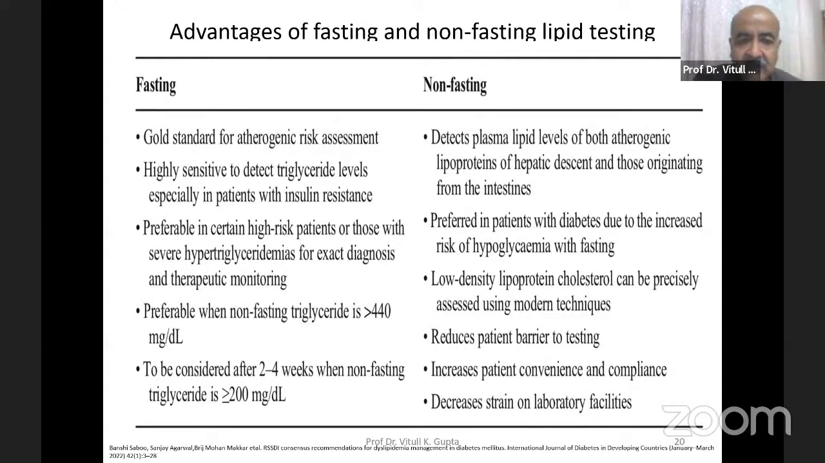And if we consider the advantages of non-fasting lipid level measurement, it is helpful in detecting the plasma lipid level of both atherogenic lipoproteins of hepatic descent and those originating from the intestine, because it is non-fasting, after meals. So it detects the atherogenic lipoproteins originating from the intestines also. It is preferred in patients with diabetes due to the increased risk of hypoglycemia with fasting. Low density lipoprotein cholesterol can be precisely assessed using modern techniques. It is also important on the basis of patient convenience. It reduces the patient's barrier to testing, increases patient convenience and compliance, and decreases strain on laboratory facilities. So these are patient-related advantages for non-fasting lipid assessment.